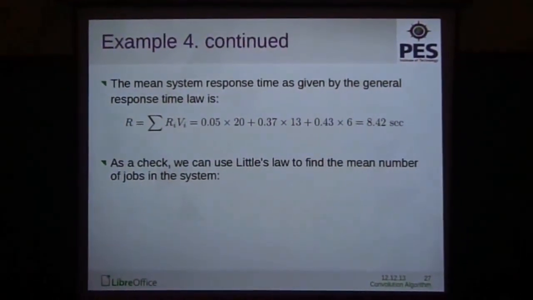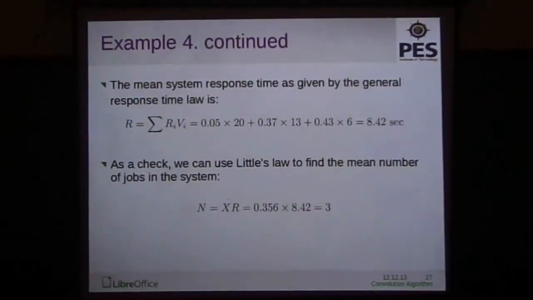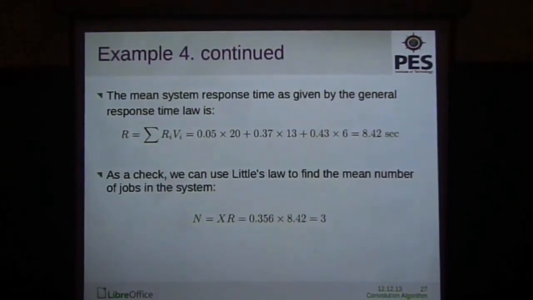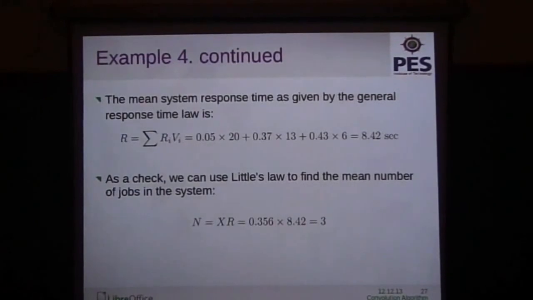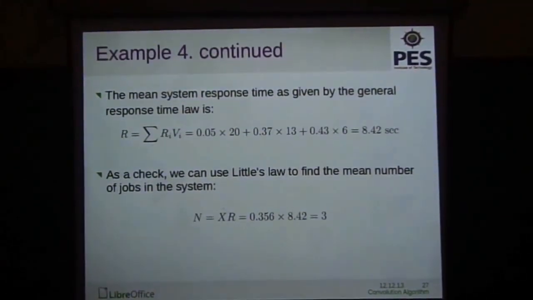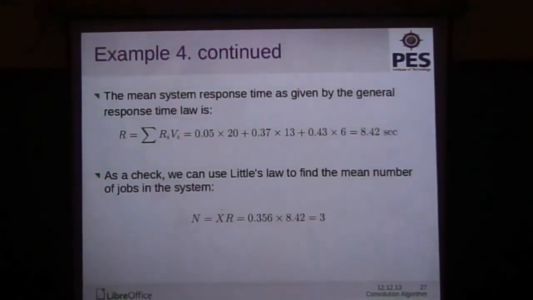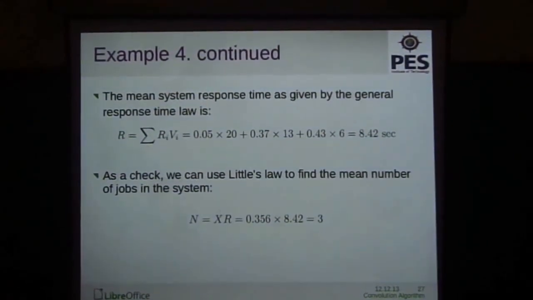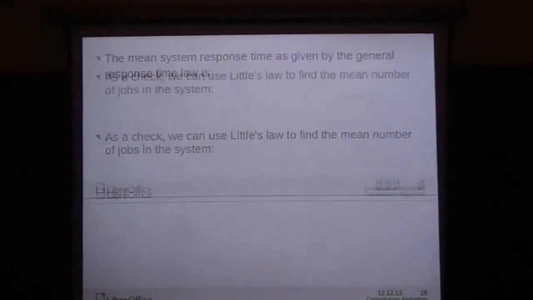As a check, we can use Little's law to find the mean number of jobs in the system. That is N equals XR equals 0.356 into 8.42, that equals 3.